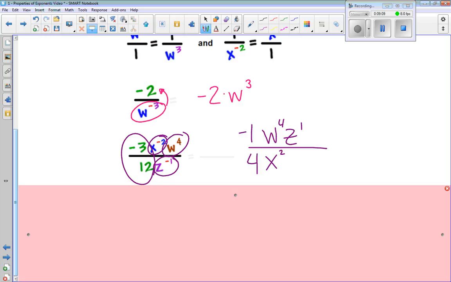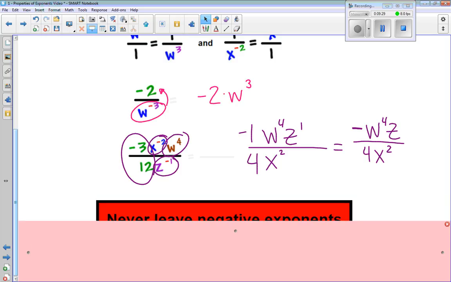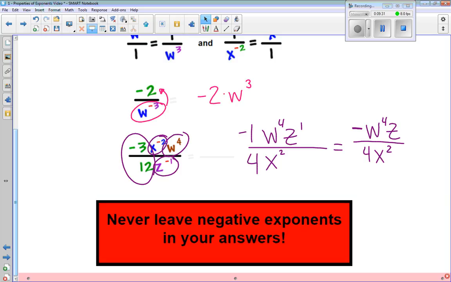Okay, now just so you know, we can clean this up a little bit. This 1 on top is not necessary, so I can skip it. And z to the 1st power is the same as just z, so I can write it like this. And on the bottom, we have 4x squared. So either of these is a correct answer. Okay, write this somewhere huge in your notes. Never leave negative exponents in your answers. We never, ever leave a negative exponent. If you have a negative exponent, you are not done simplifying.